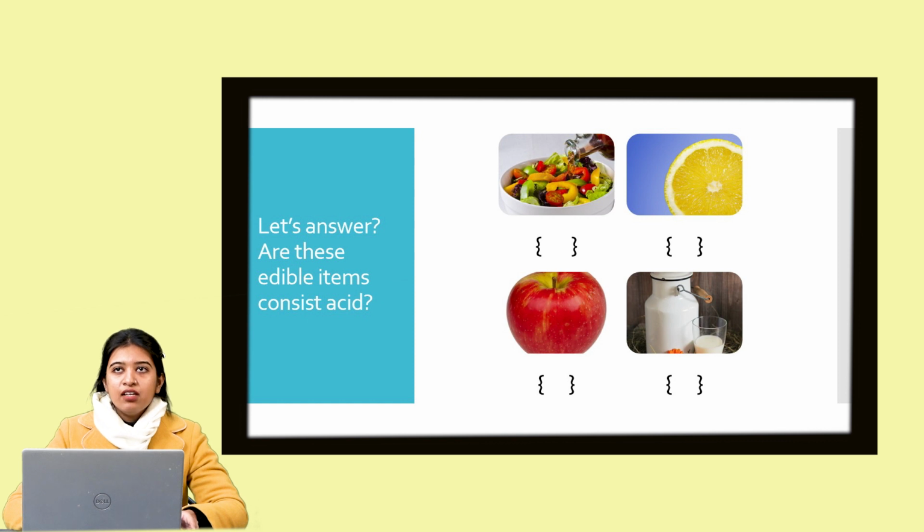Next, the lemon. It could be lemon juice. Next, the apple. Then milk. So let's have this answer. What are these items about, or what kind of acid is being used in them?